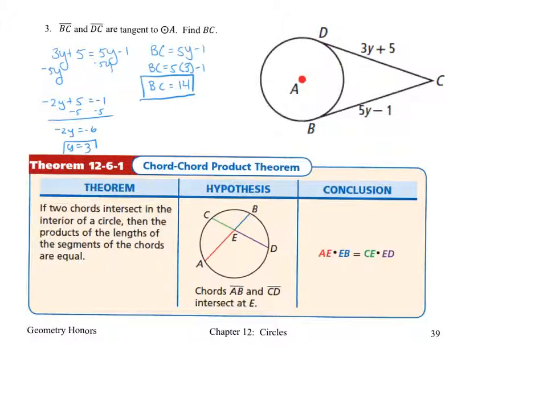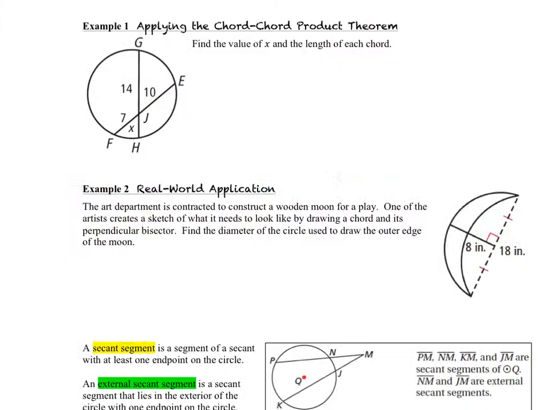Okay, let's take a look at our first theorem, chord-chord product theorem. If two chords intersect in the interior of a circle, then the products of the lengths of the segments of the chords are equal. So if they're meeting on the inside, then AE times EB is equal to CE times ED, so the parts of the segments. And product means multiply. So here we have two chords meeting inside, so it's going to be chord-chord product theorem.